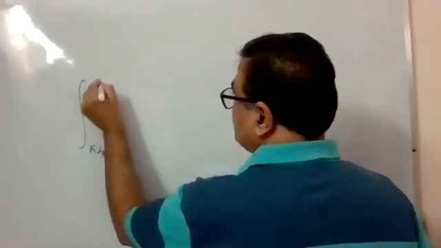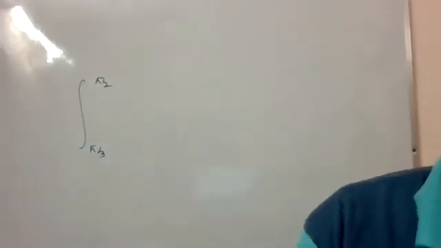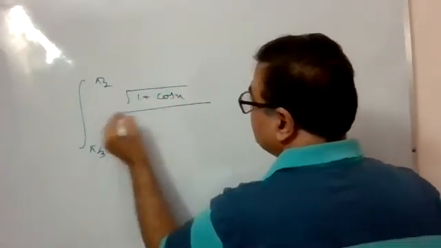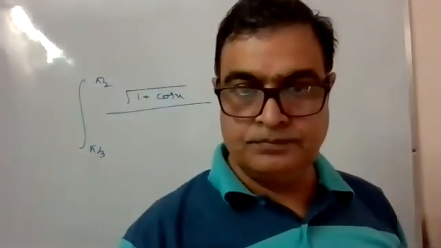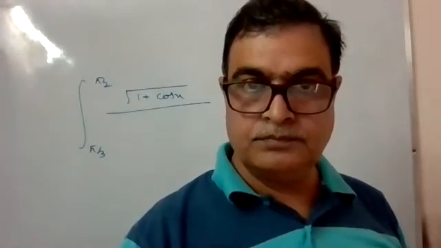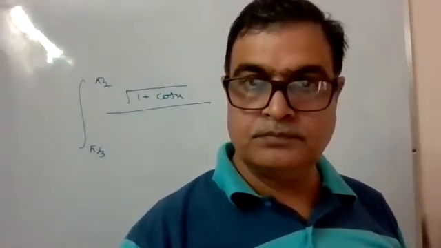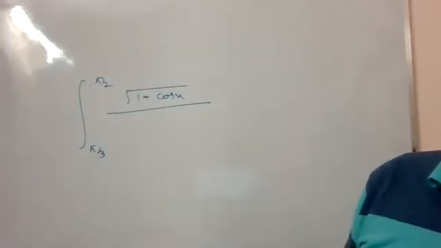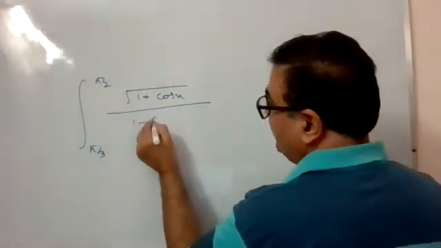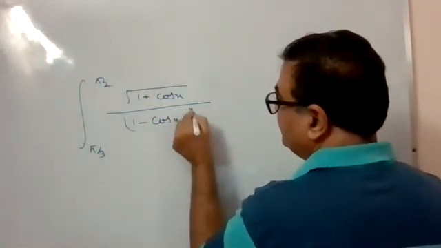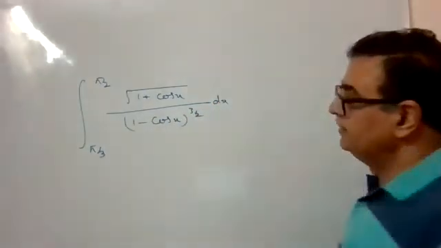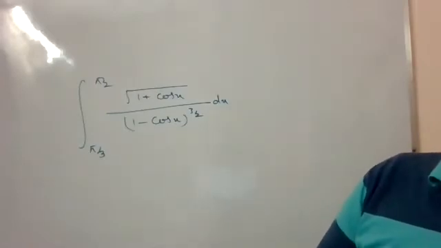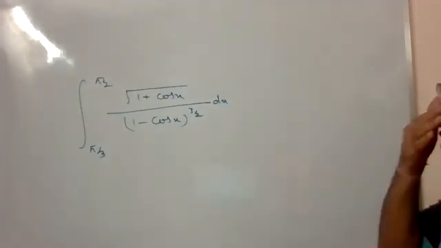Integration from pi by 3 to pi by 2, under root (1 plus cos x) by (1 minus cos x) power 3 by 2 dx. This is the question we have.